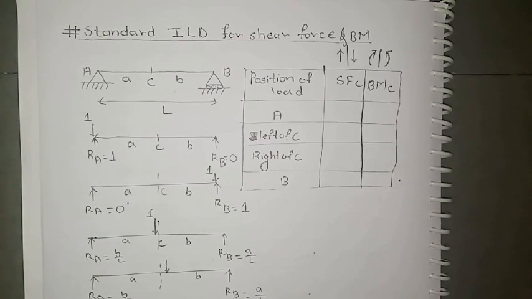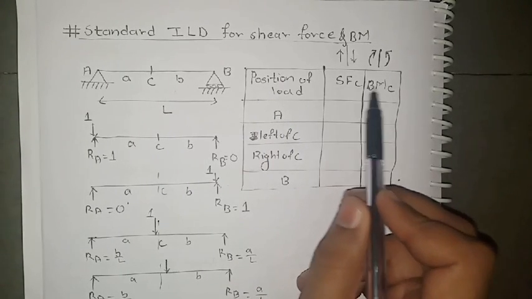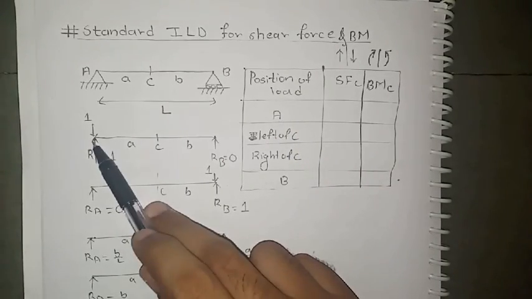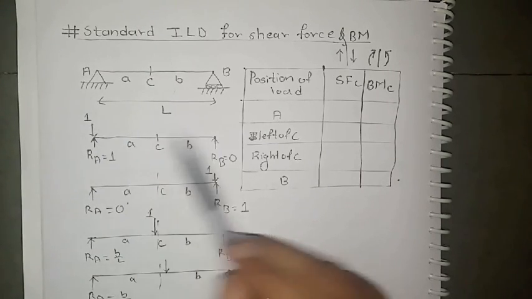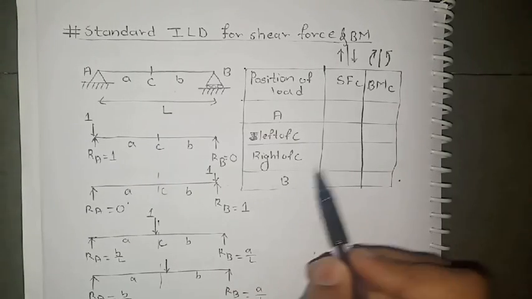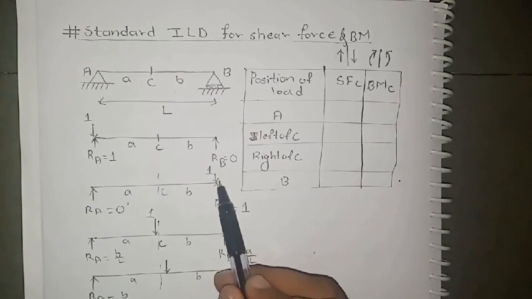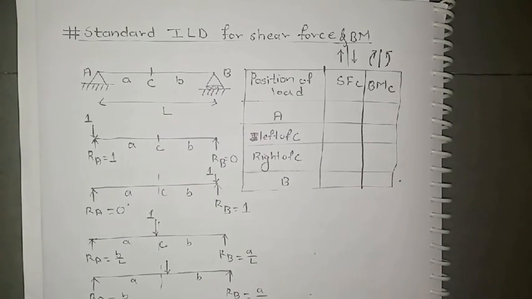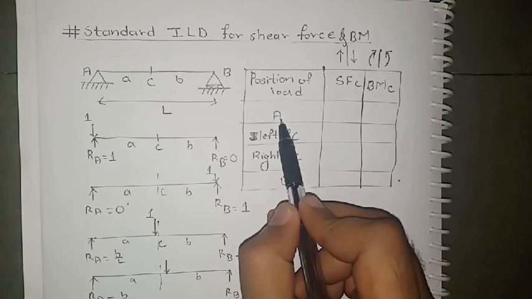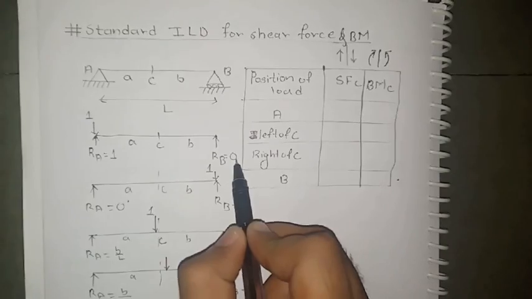So we will find the effect on the shear force and bending moment at point C when the load is at point A. We will apply a unit load at point A, then just to the left of C, just to the right of C, and at joint B. In the first case, when the load is at A, the reactions will be Ra equal to 1 and Rb equal to 0.